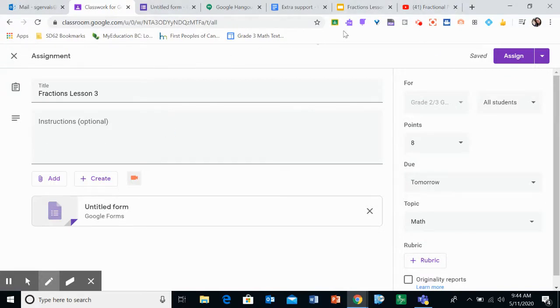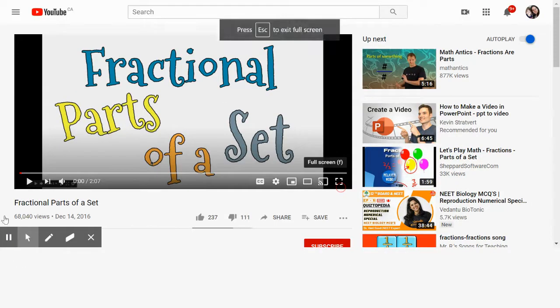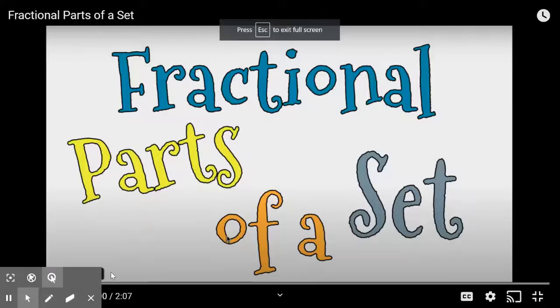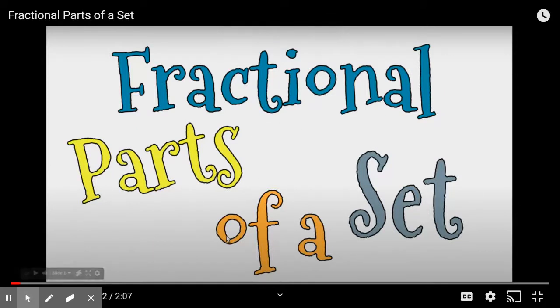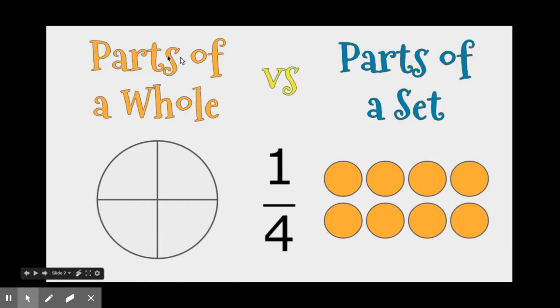So today I'm going to start off with a video. Here we go. We're going to be talking about finding parts of a set, and this is a video I really like. What we're going to do is take a look at fractional parts of a set. In the past, we've had parts of a whole, and today we're going to talk about parts of a set. So let's look at 1/4.